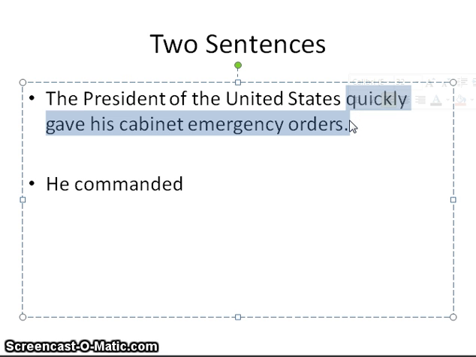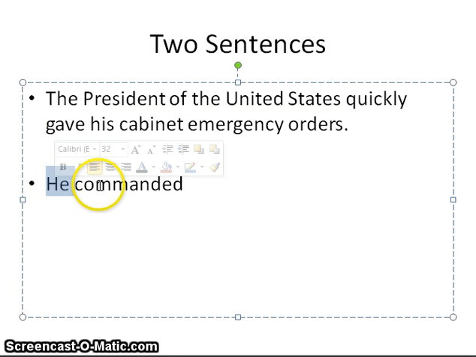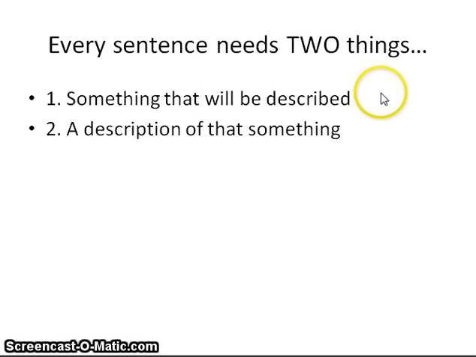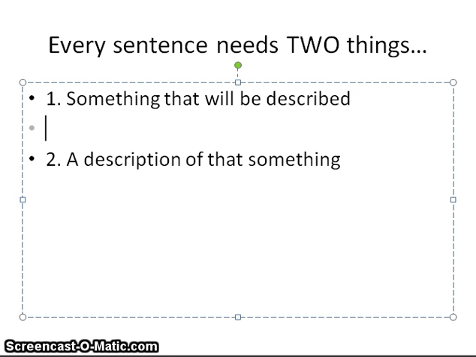Pretty straightforward. These are full phrases rather than words, but they function the same way as the words did in the second sentence, he and commanded. They fulfill those same obligations. Something that will be described and a description of that something. Now, we don't want to keep using these long phrases to describe these fundamental parts of a sentence, so let's give them their proper names.